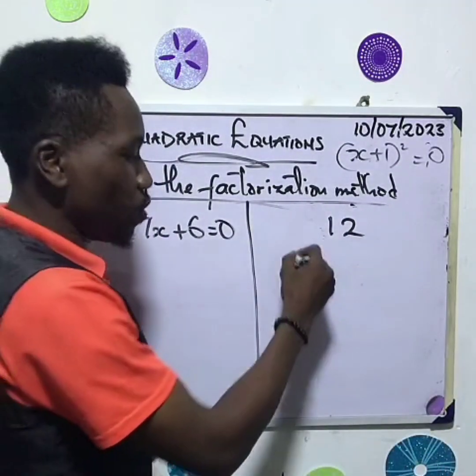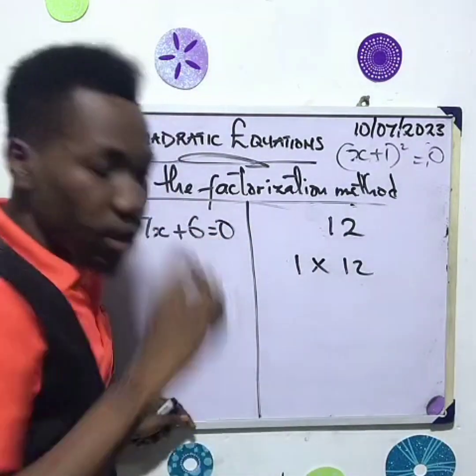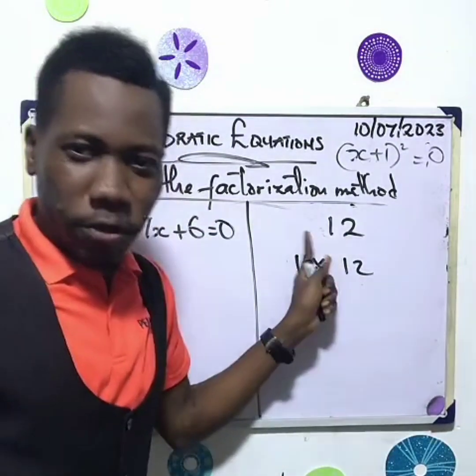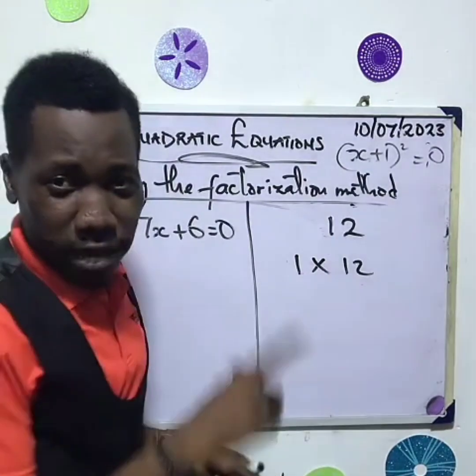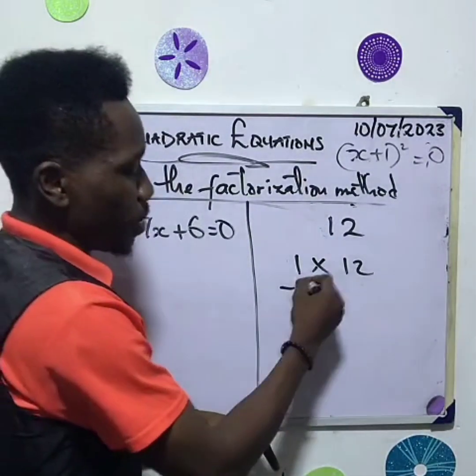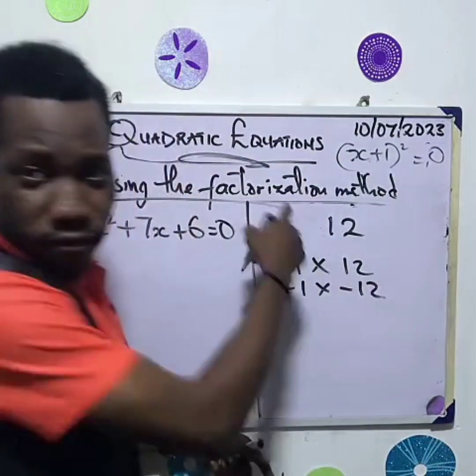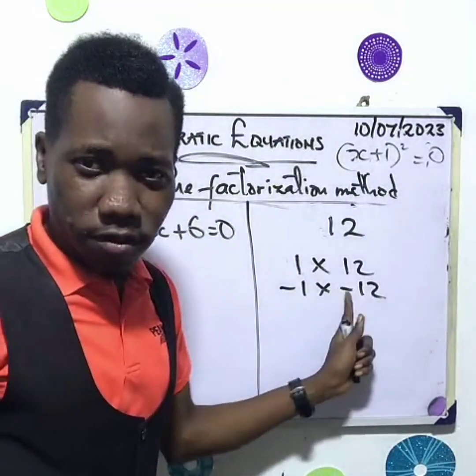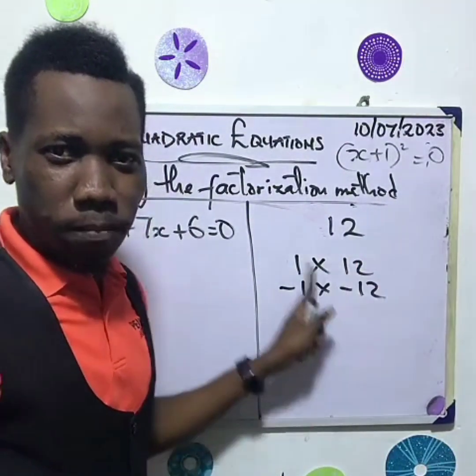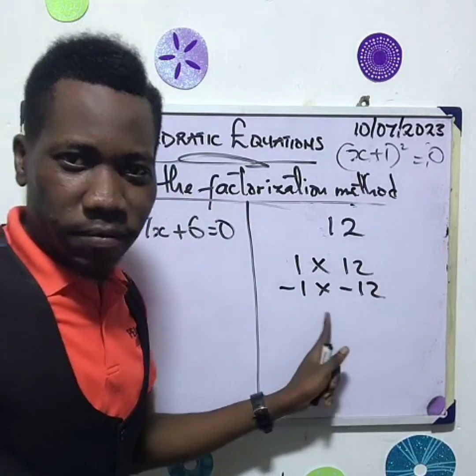1 times 12 will give us 12. Of course, 1 times 12. Now, when you've done 1 times 12, this is a positive number. Also note, because minus times minus is plus, you know that minus 1 times minus 12 will also give us 12. So, 1 times 12 is 12.